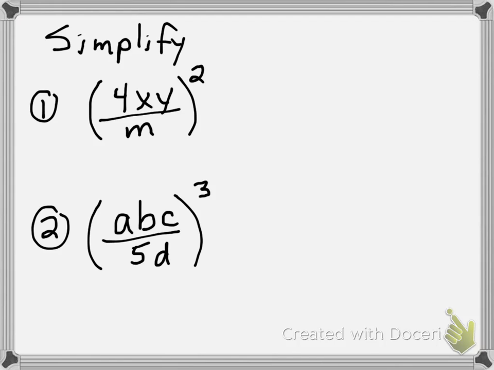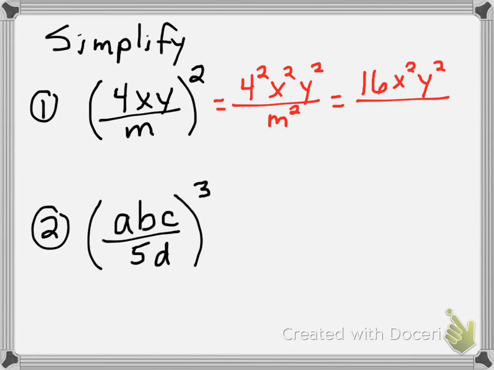Okay, the first one, again, the 2 is going to go to everything in the parentheses. So that gives me 4 to the second, x to the second, y to the second, over m to the second. And then the only thing here to simplify is the 4 squared, so I get 16, x squared, y squared, over m squared. And that's my answer.